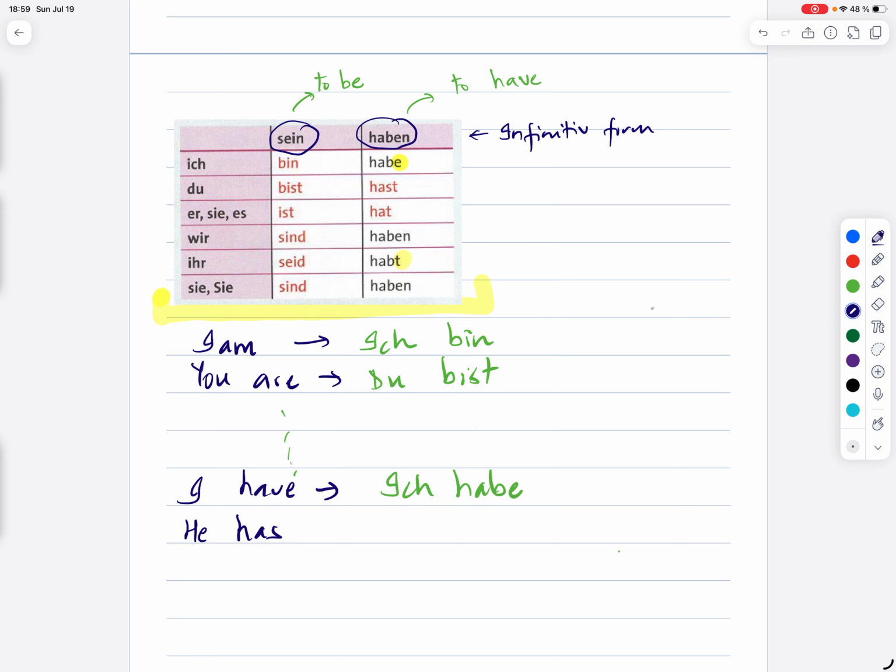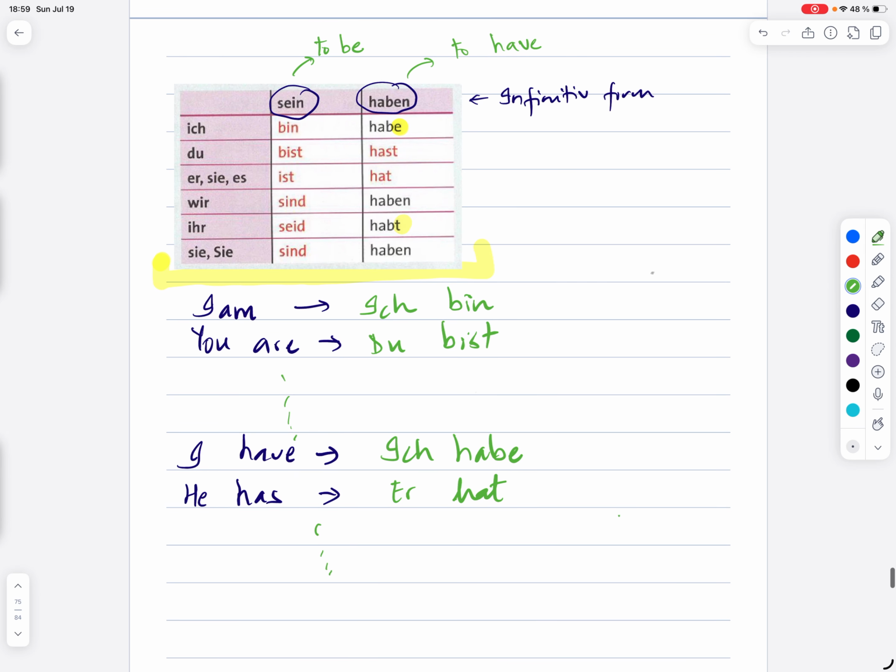Then in German, it will be "er hat", right? And so on. So this also follows a similar rule in this kind of translation, and then you can complete the sentence with the object and other information. But that's how you do the conjugation and use the Sein and Haben verbs in German, right?